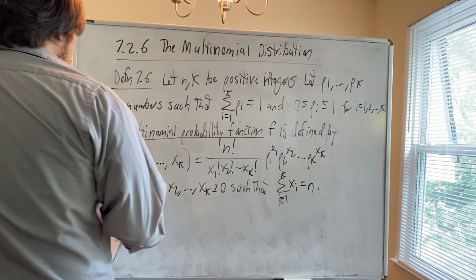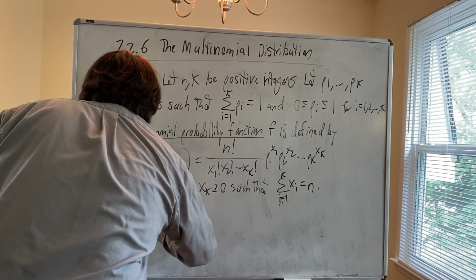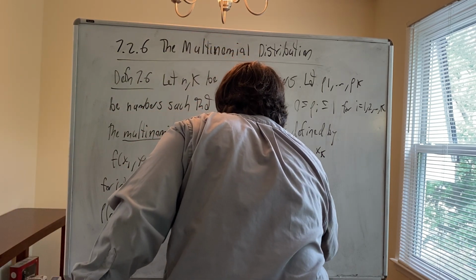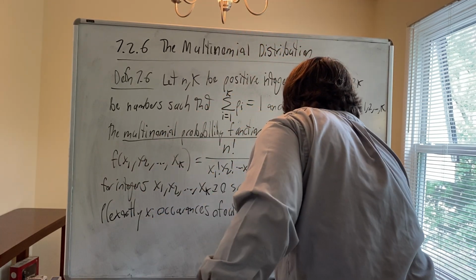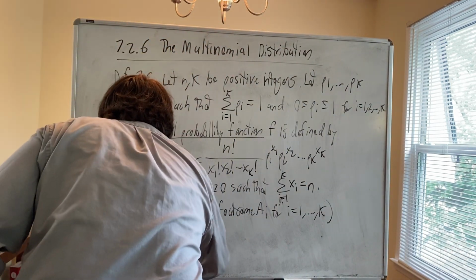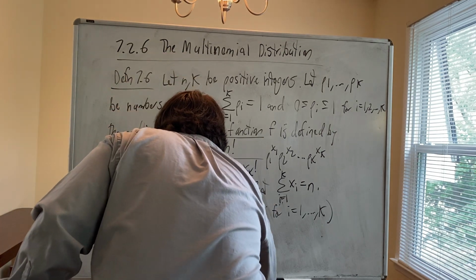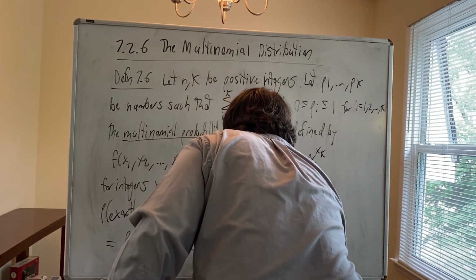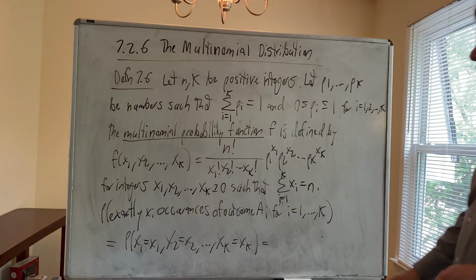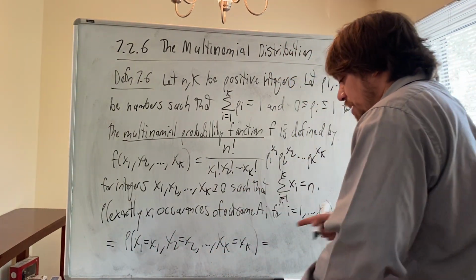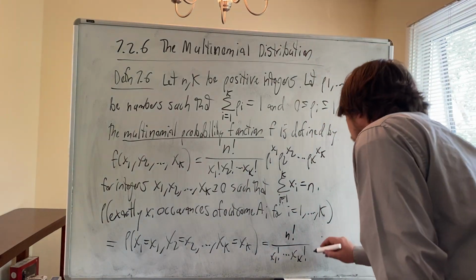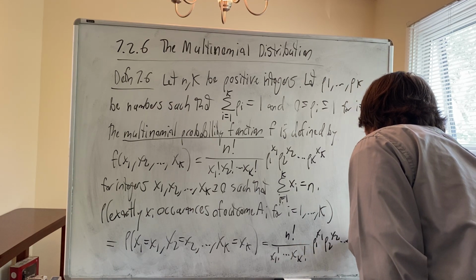Okay, and so, for instance, if you want to find the probability of exactly x sub i occurrences of outcome a sub i for i equals 1 to k, this is equal to the probability that X1 is equal to little x1, X2 is equal to little x2, and so forth, Xk is equal to little xk, and that's equal to n factorial divided by x1 factorial times dot dot dot times xk factorial, the product of all those factorials, times p1 to the x1 times p2 to the x2 dot dot dot pk to the xk.